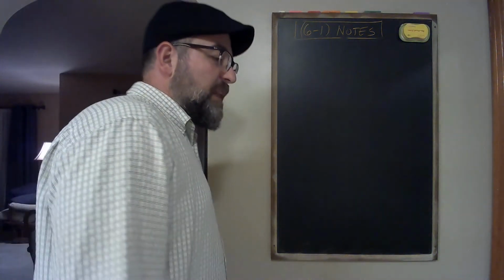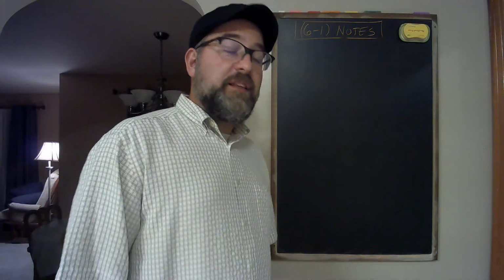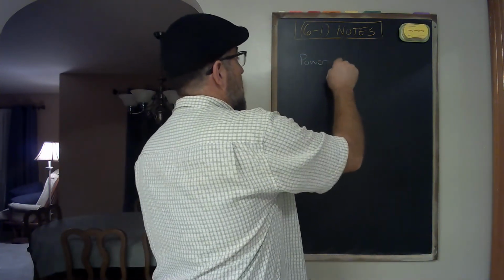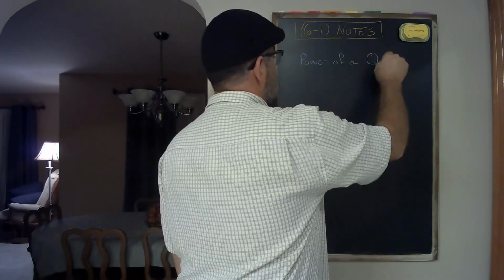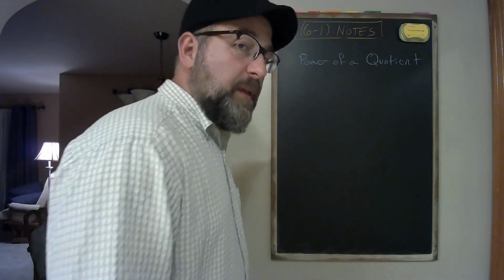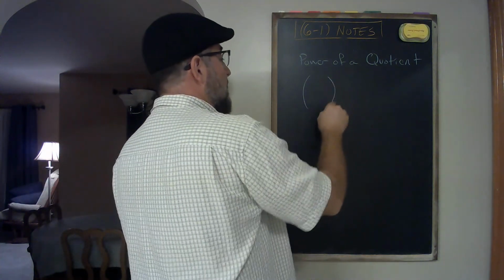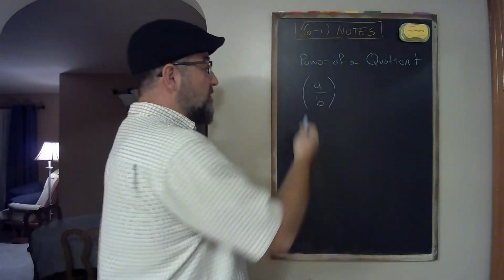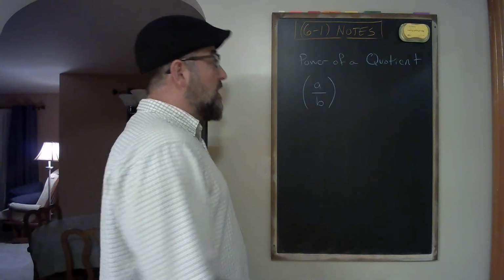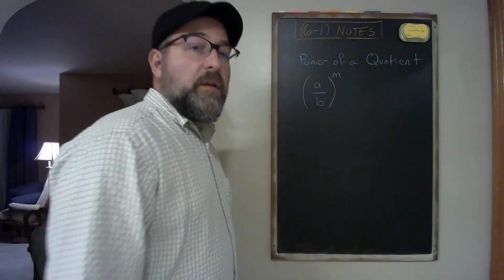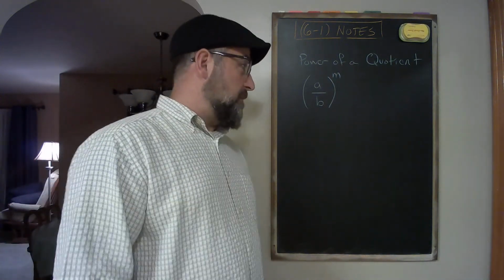Okay, time for the last property on these notes. We have the power of a quotient property. Power of a quotient. So what this is going to end up being is we're going to have some quotient, which is basically a fraction. It's a quotient as a result of a division, a divided by b. We're going to have it raised to an exponent, like m. So what does this end up becoming?